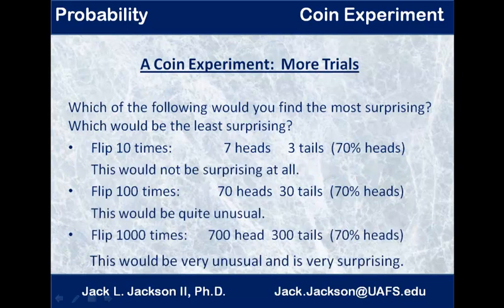Well, it wouldn't be surprising at all to flip 10 times and get 7 heads. That's not necessarily that surprising. 100 times and 70 heads, that's pretty unusual. We would be pretty surprised to see that. But if we flipped it 1,000 times and got 700 heads, 70% heads, we would be very surprised with that. That's a very unusual event. In fact, we would start to suspect that something is not really random about the way we're flipping this coin.